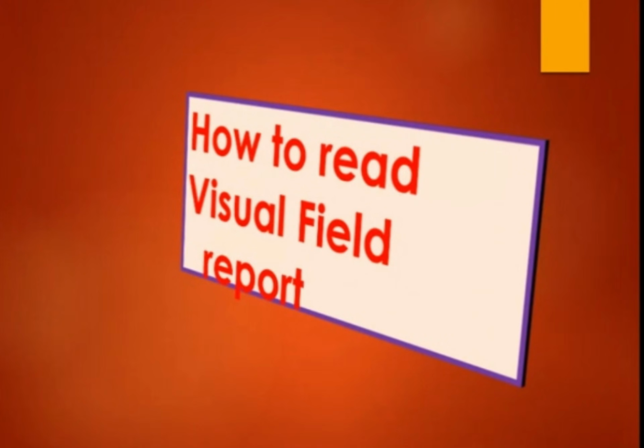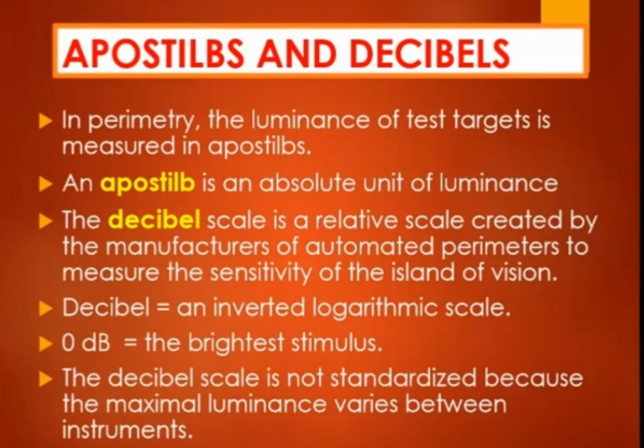So let's look at how to read the visual field report. While reading the visual field reports, we'll look at Apostilbs, and we'll also look at decibels. In perimetry, the luminance of every target is measured in Apostilbs. An Apostilb is an absolute unit of luminance. Luminance means brightness or intensity of light. Then the decibel scale is a relative scale created by the manufacturers of automated perimeters to measure the sensitivity of the island of vision. A decibel is an inverted logarithm scale.